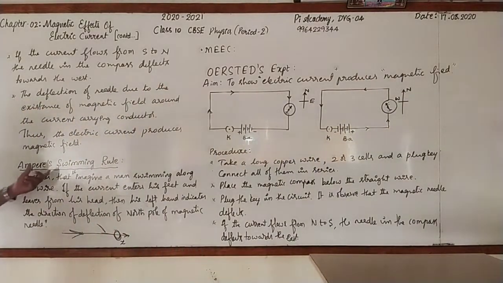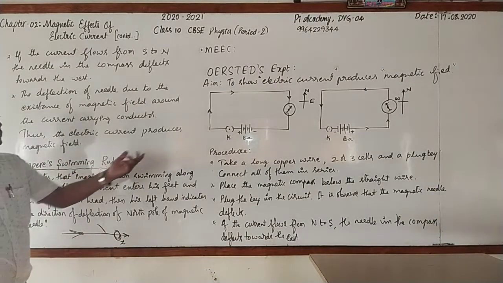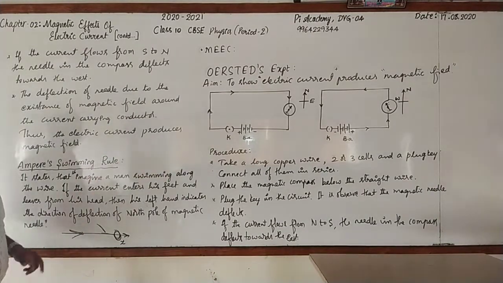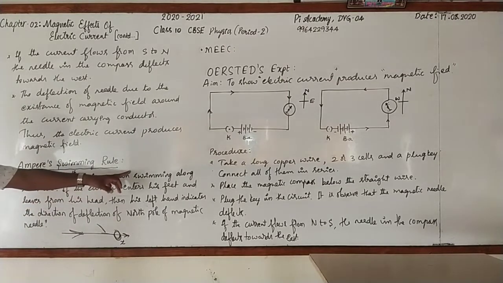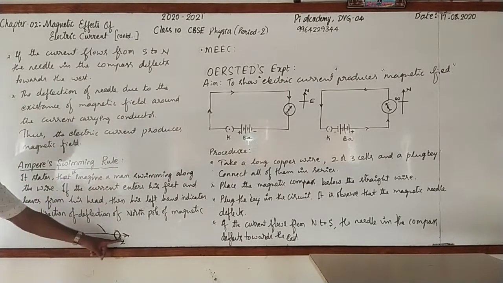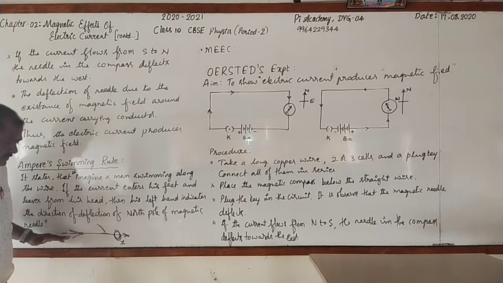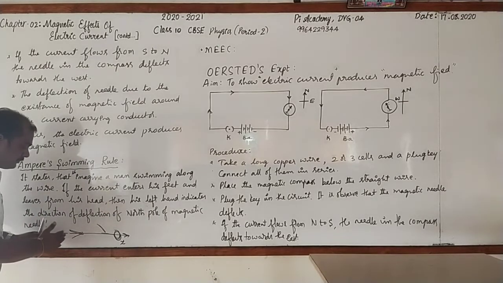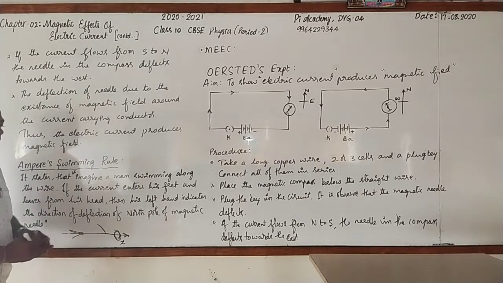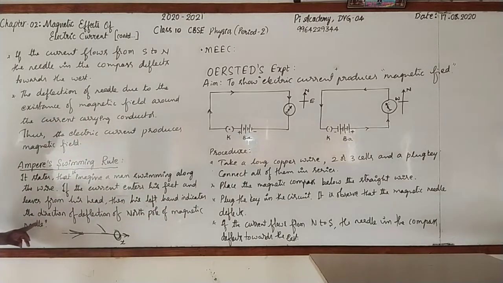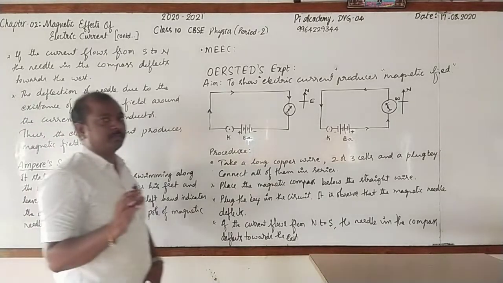And here Ampere's swimming rule is there to know the direction of deflection of the needle. See that. It states that imagine a man swimming along the wire. If the current enters his feet, this is his feet, and leaves from his head, that means the direction of current is from feet to head, then his left hand indicates the direction of deflection of the north pole of the magnetic needle. See that? It's very simple to understand. Yes, please go for copying this neatly.